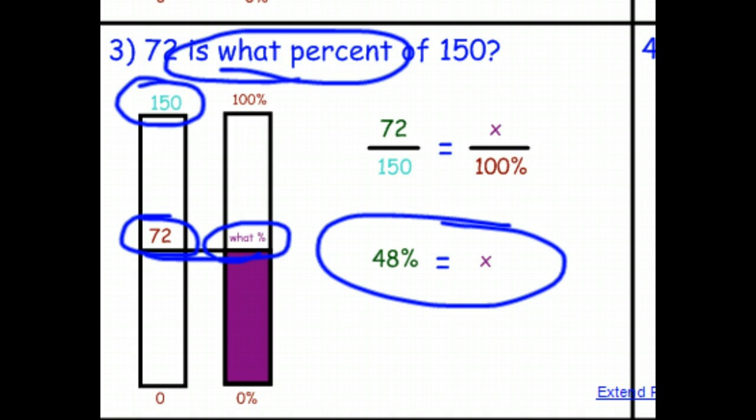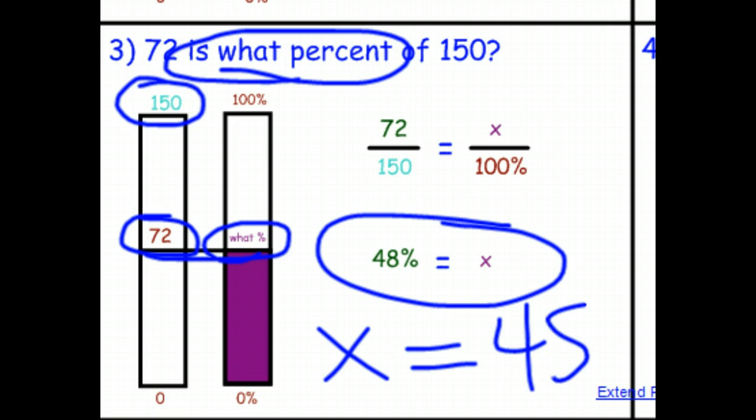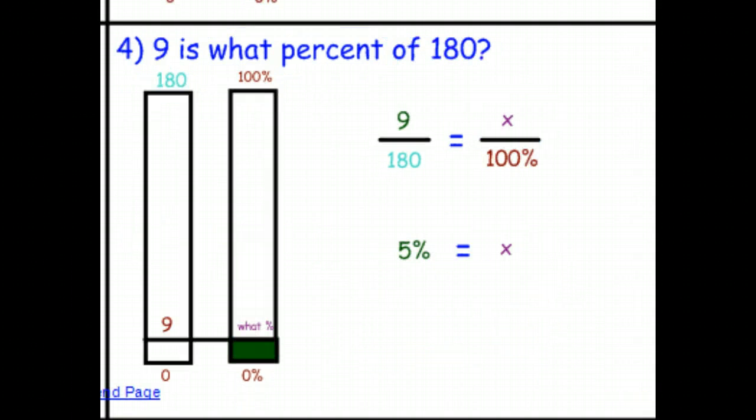What you should have gotten in terms of straight numbers when you answered it is x is equal to 48. Again, because x represents this top number of the percentage ratio, x is the percent. And then finally, for number 4, 9 is what percent of 180? Again, we start out with the of 180, which means that we're putting our number up here.